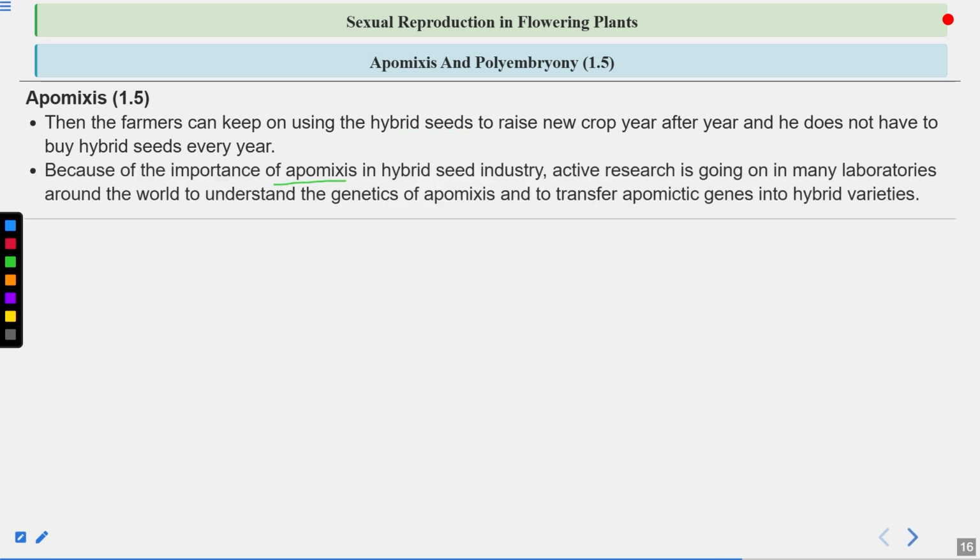Because of the importance of apomixis in the hybrid seed industry, active research is going on in many laboratories around the world to understand the genetics of apomixis and to transfer the apomictic genes into the hybrid variety. So now you can understand how apomixis can lead to the production of more hybrid varieties, and every year you do not have to go to the laboratory to produce new varieties. This is done by apomixis itself.